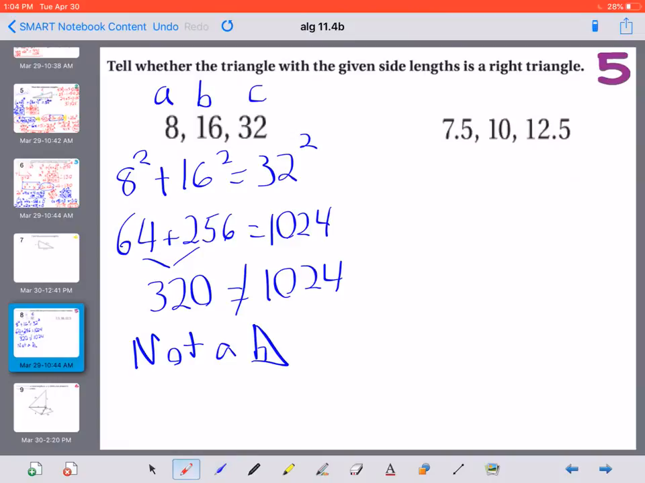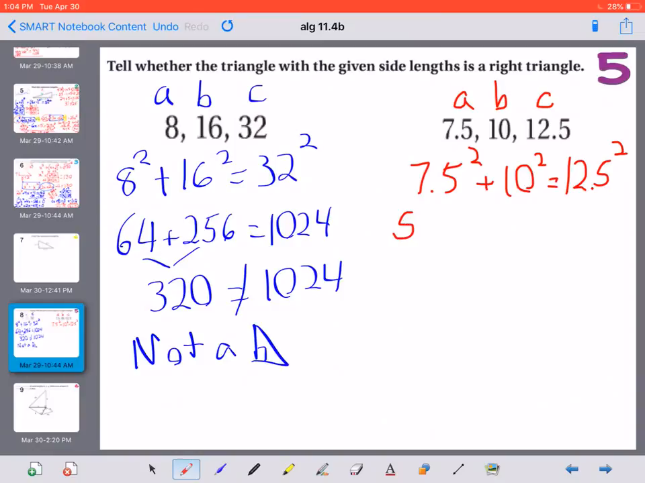Next one though, 12.5 is the biggest, so that's C. I'll say this is A and B again. So 7.5 squared plus 10 squared equals 12.5 squared. So this is where we should probably get a calculator. 7.5 squared is 56.25, plus 100.